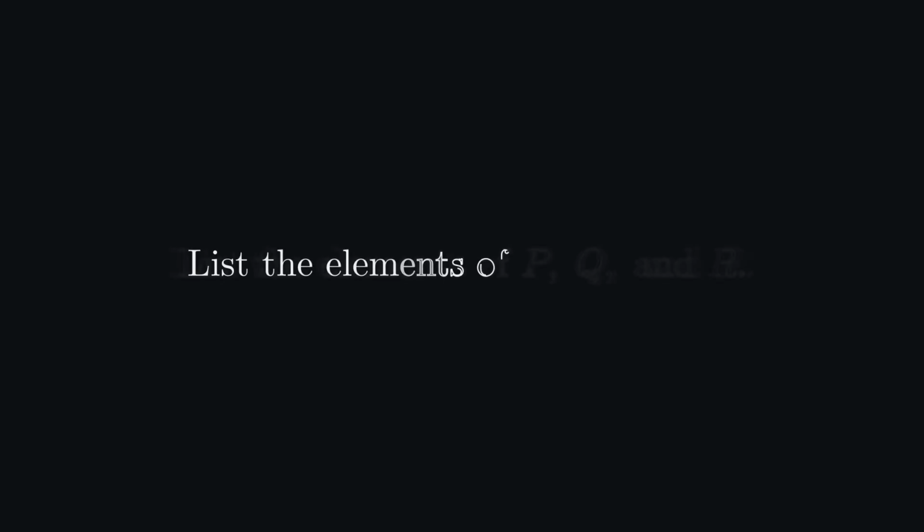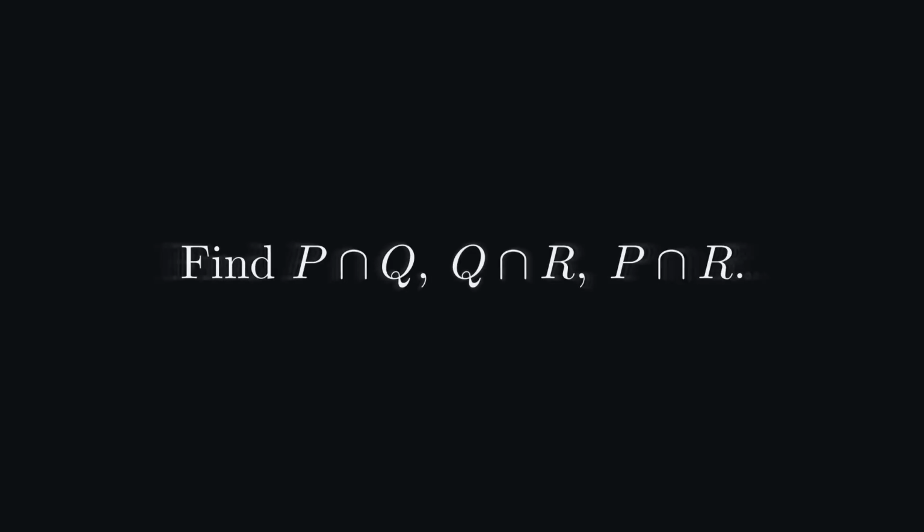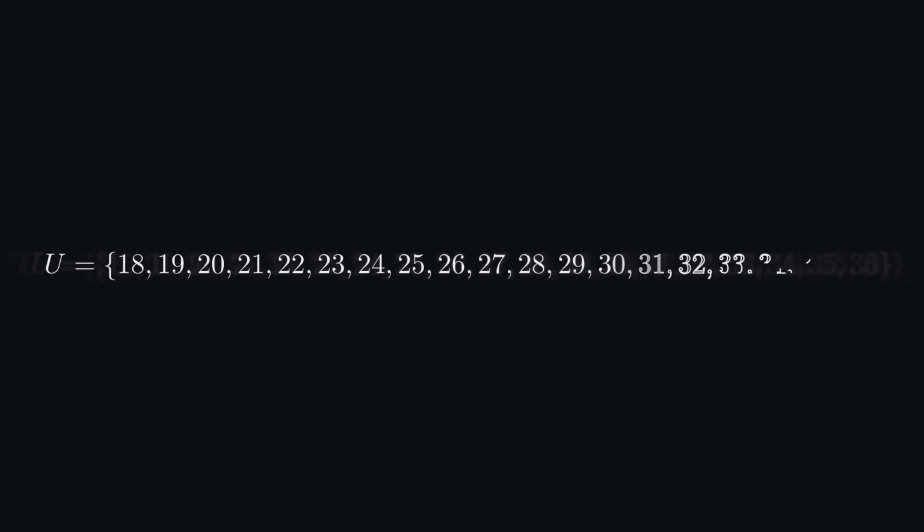Now, let's list the elements of sets P, Q, and R. Next, we will find the intersections of these sets. First, we need to write the universal set. The universal set U includes the numbers from 18 to 36.